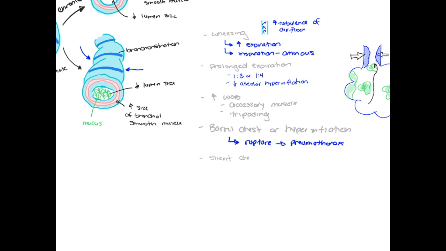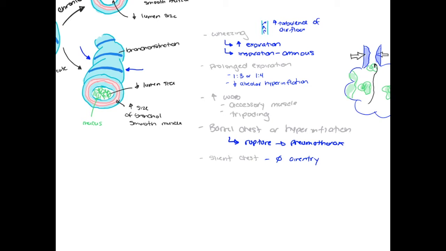So silent chest usually starts in the bases and can move its way up, so the person stops being able to get air deeply into their lungs, and as a result, we stop hearing any noises or airway sounds as we auscultate. And again, this is a very ominous sign and usually is preceding death of the patient. So we can have silent chest.